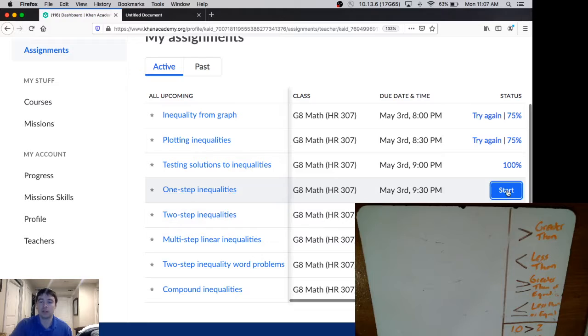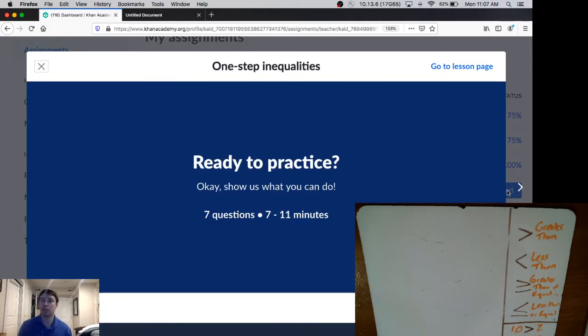I'm going to jump right into the assignment and take a look at a few of these examples. Because one-step inequalities only take one step, they're pretty quick. For that reason, Khan Academy has given you 7 questions to practice through on this assignment.